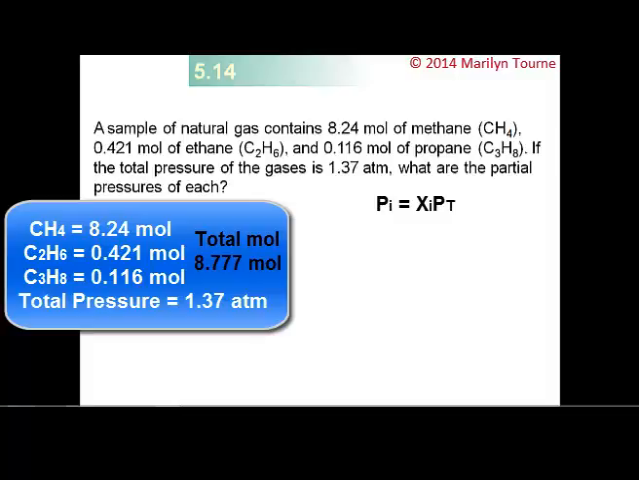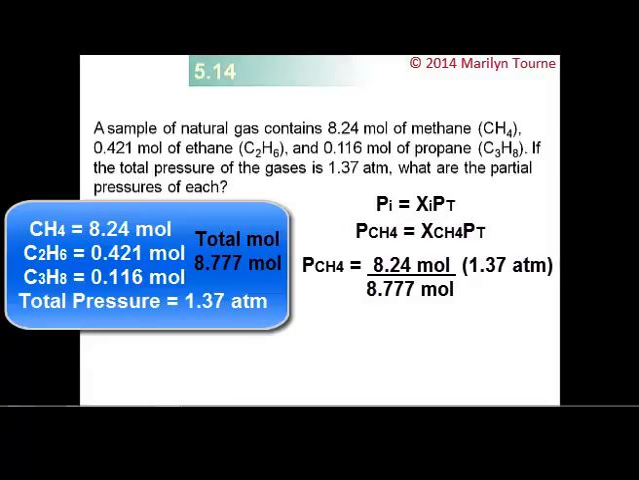All right, so now I'm ready to use the partial pressure equation. To find the partial pressure of methane, I write P sub CH4 is equal to X sub CH4 times the total pressure. X would be the part of methane over the whole system. The part of methane is 8.24 moles. So I would say 8.24 divided by 8.777, that's what we calculated as the whole mole for the entire system, times the total pressure, which they gave us, 1.37. So 8.24 divided by 8.777 times 1.37 is equal to a partial pressure for methane of 1.28 atm. I'm done with methane. Now all I got to do is do the same thing for ethane and propane.